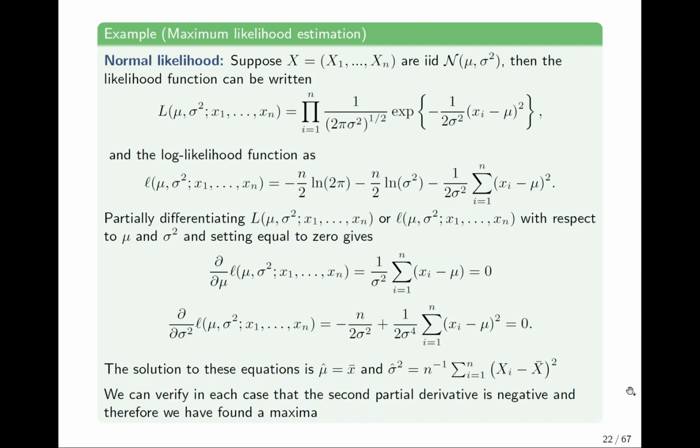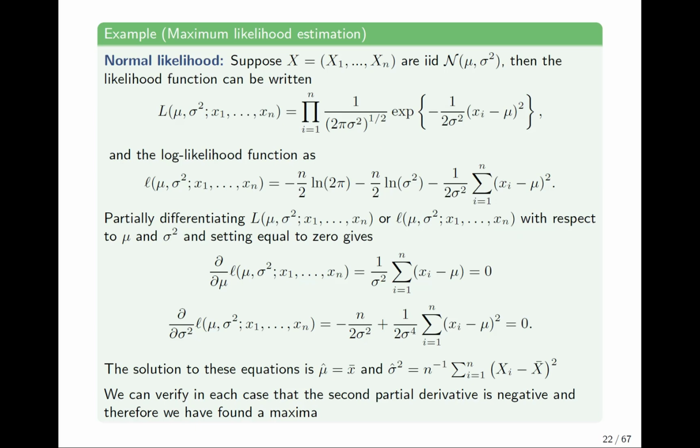Okay, second example of maximum likelihood estimation. We're going to look at a normal likelihood. Again, we have a random sample. We're assuming they're IID, normally distributed with mean mu and variance sigma squared. Then we can write the likelihood function for x_1 up to x_n for our observed data as the product of the normal density, here it is. And again, we'll take logs and write the log likelihood function in this form.